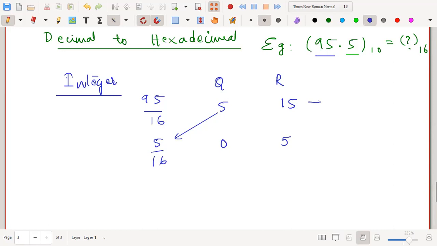Now, since I need to do the conversion into hexadecimal, you cannot write 15 in hexadecimal. 15 in hexadecimal corresponds to F, if you see that master table, and 5 is just 5, no change here. Then you will have to go from bottom to top in this way. So this whole 95 in decimal corresponds to 5F in hexadecimal.